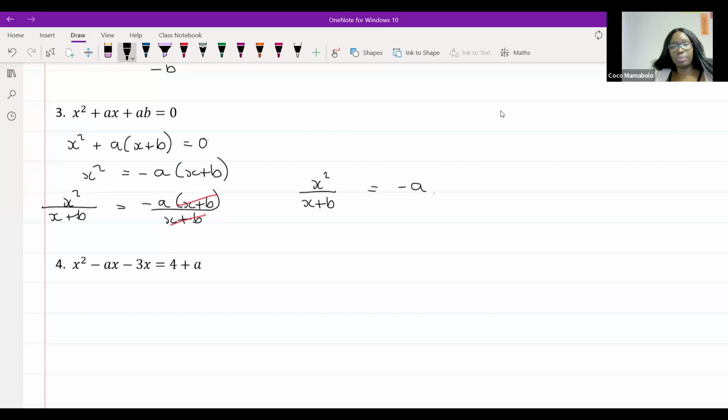All right. Then I can go x squared over x plus x squared over b is equal to negative a. That will give me x plus x squared over b is equal to negative a. Guys, why is the math not mathing? Auntie, what did I do with this question?